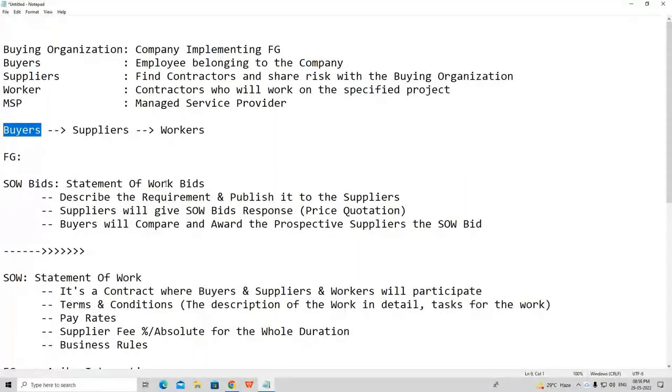like SOW creation, inputting the data, checking the data, they will do it. So that is basically the work of an MSP. And for everything, whenever an MSP takes care of the SOW and contingent workforce management, they will be paid a certain fee, a percentage of a fee. Generally, it is 5% or 10%, something like that.